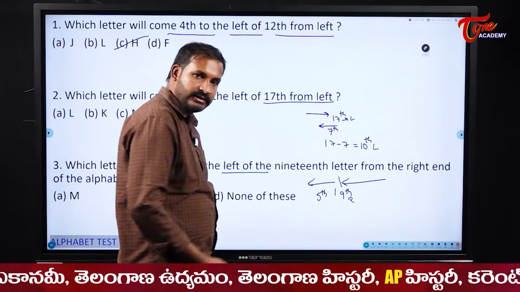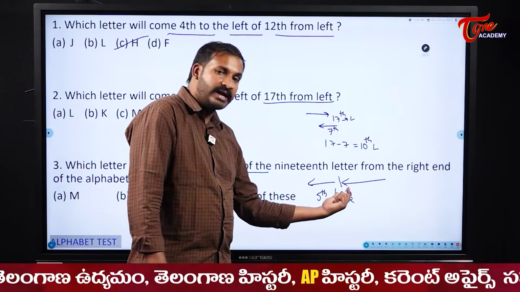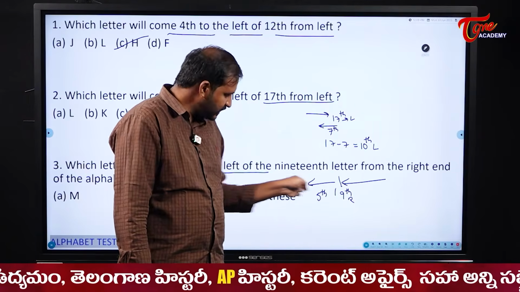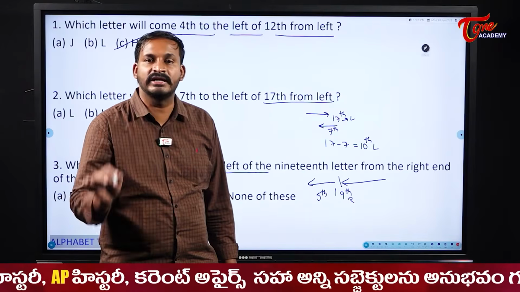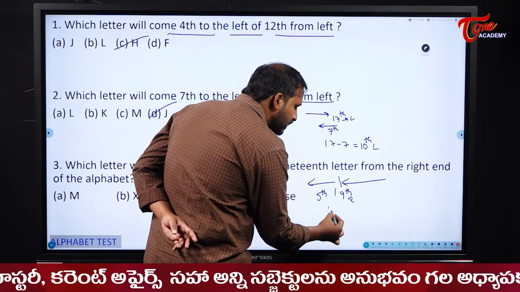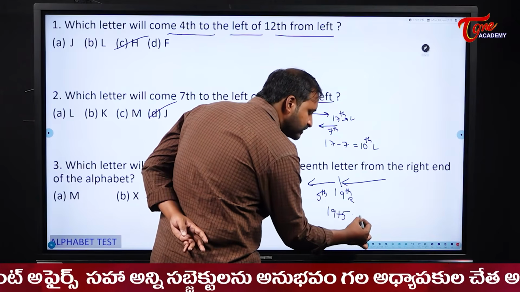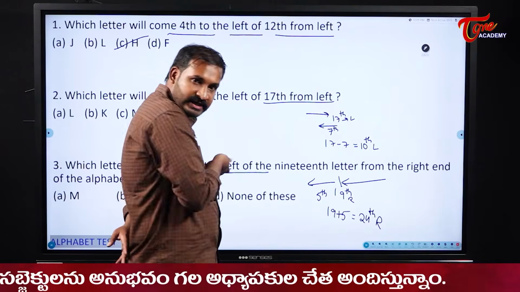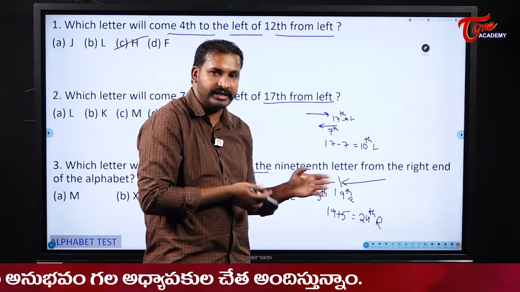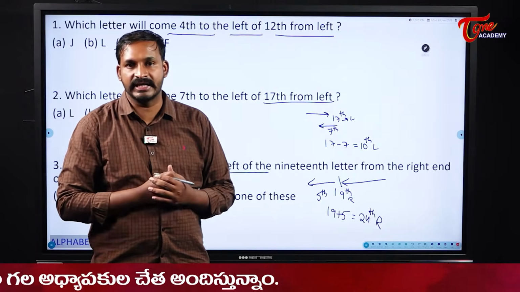To its 15th... to its left. So, 19th from right, from this direction, and still you are moving in the same direction. Now, tell me what you will do. You will add or subtract? Definitely you will add it. So, what does it become? 19 plus 5. What is it, students? 24th from what? Right side. We are moving in the right direction only, right? So, 24th from right.